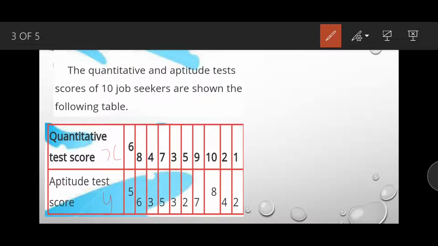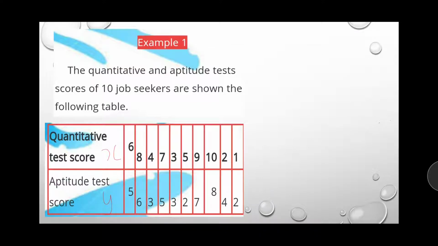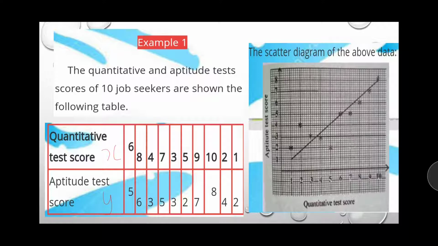Okay, and we are going to plot each of them on the graph, and this is the graph that is representing a scattered diagram, representing x and y. We are going to put our y variable on the y axis and we are going to put our x variable on the x axis. And that's why it has been labeled.